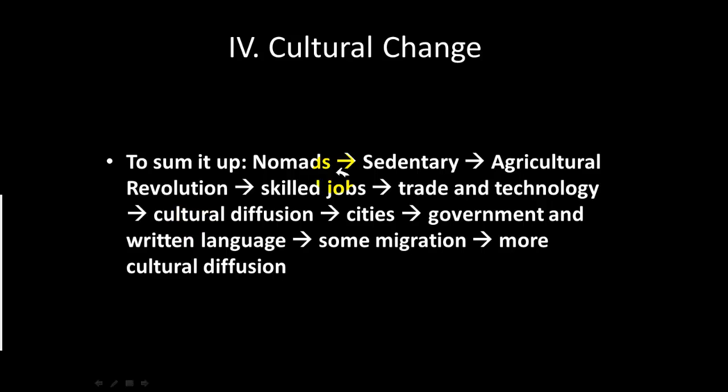And just to sum it up, early man were nomads. As a result of what occurred as far as changes in the Earth's atmosphere and our climate, we were able to become sedentary, which means that we were able to find lands that we could farm and settle down in, and we no longer had to be hunter-gatherers. As a result of being sedentary and developing the first earliest villages, the agricultural revolution occurred. And with the agricultural revolution, there was an explosive growth in farming techniques.